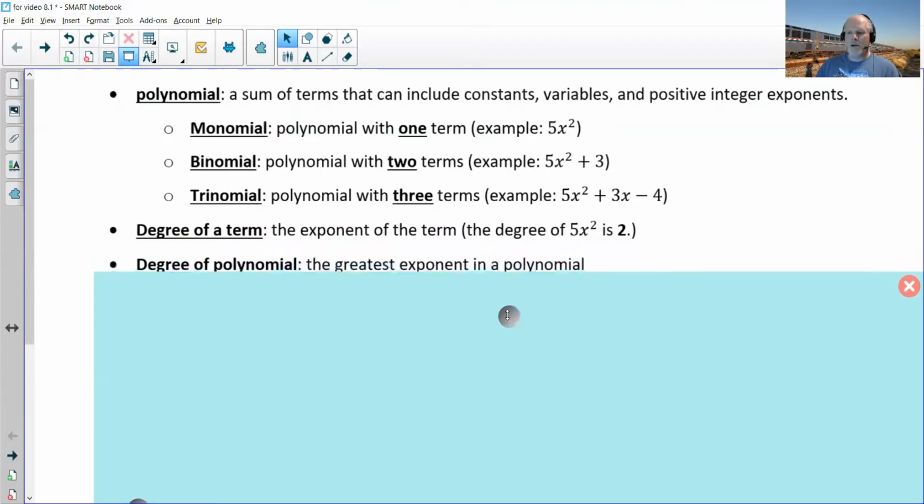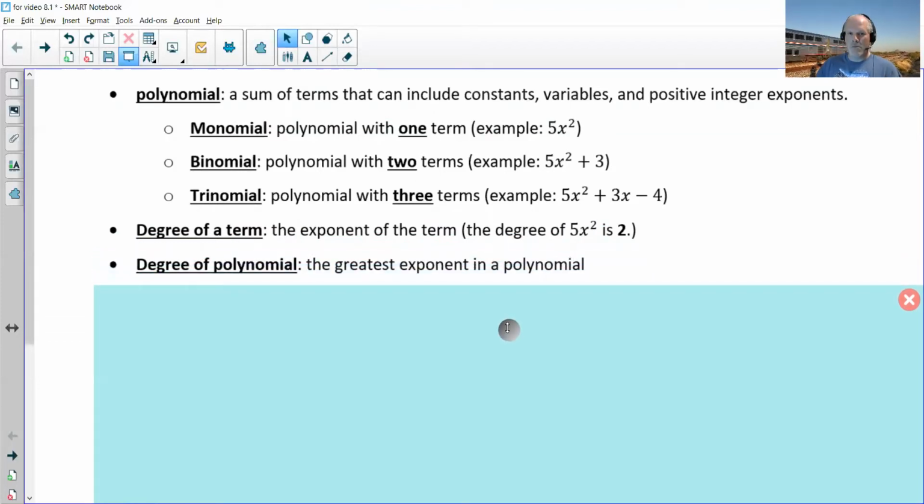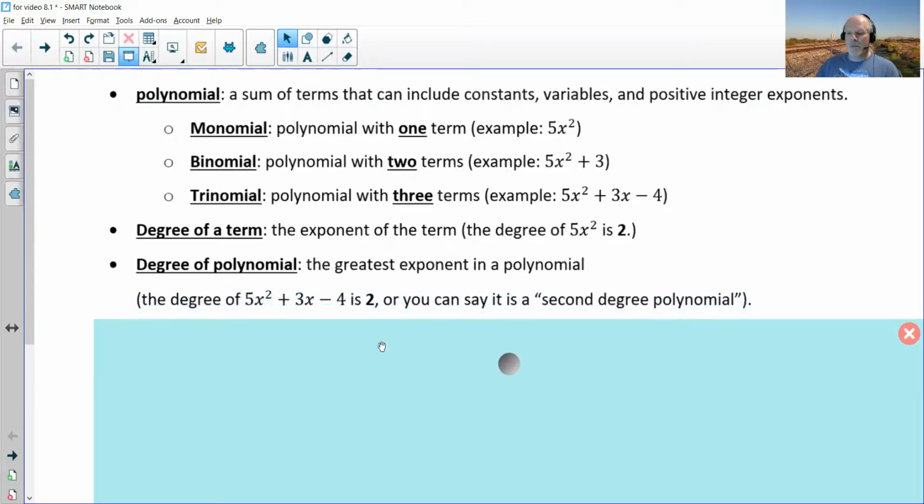But we can also talk about the degree of a polynomial. The degree of a polynomial is the highest exponent in that polynomial. So for example, in the trinomial 5x squared plus 3x minus 4, the degree is 2 because its highest exponent is 2 in the first term.